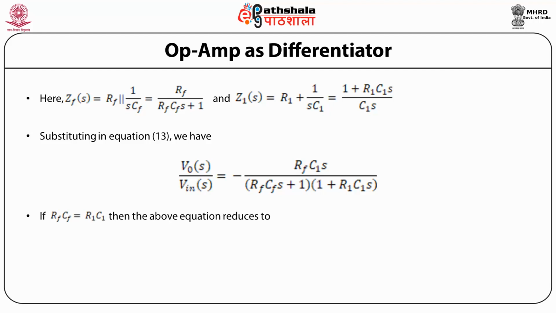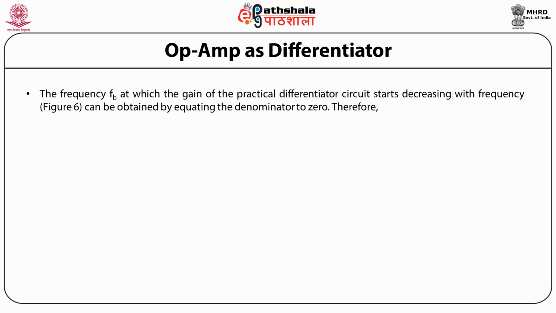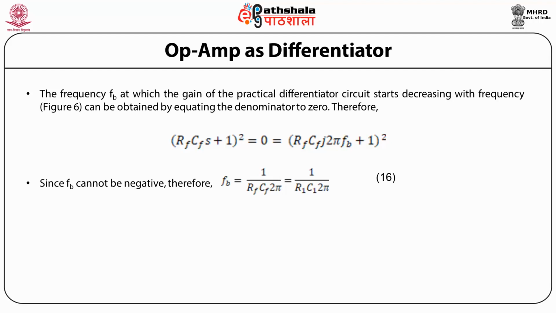If RFCF is equal to R1C1, then the above equation reduces to V0 of S divided by Vin of S equal to minus RF C1 S divided by RF CF S plus 1 whole square. The frequency FB at which the gain of the practical differentiator circuit starts decreasing with frequency can be obtained by equating the denominator to 0. Therefore, RF CF S plus 1 whole square is equal to 0, which means RF CF j 2 pi FB plus 1 whole square is equal to 0. Since FB cannot be negative, FB is equal to 1 by RF CF 2 pi, which is also equal to 1 by R1 C1 2 pi.